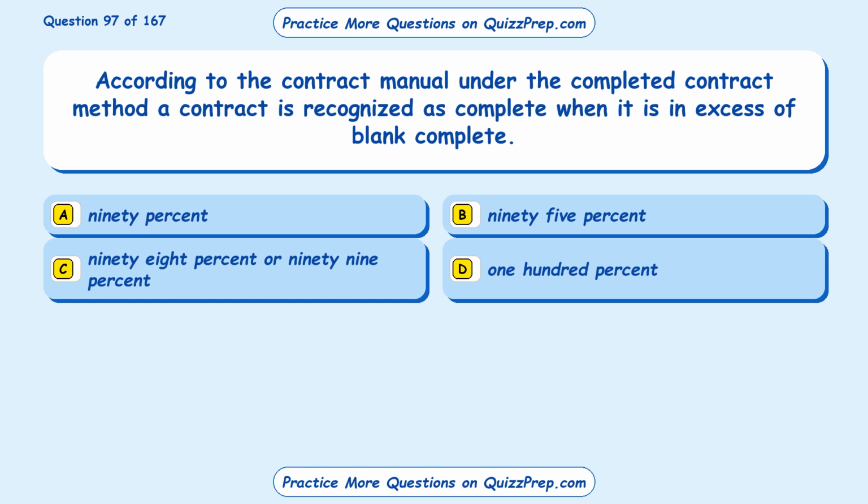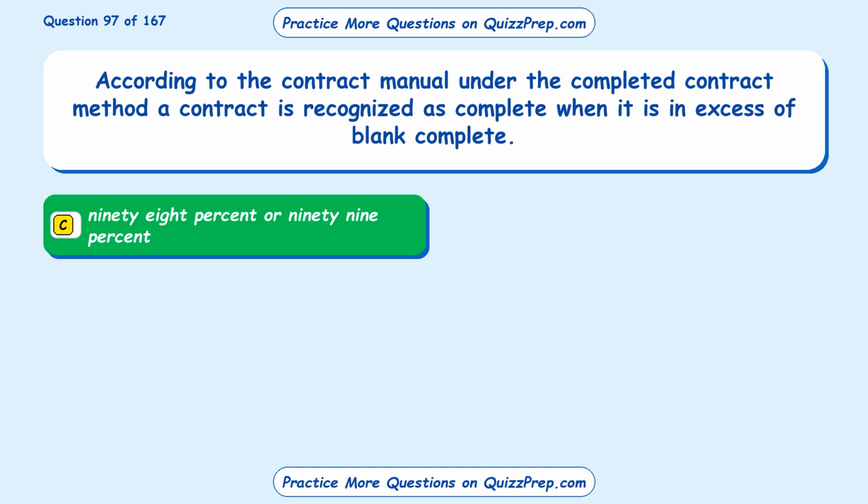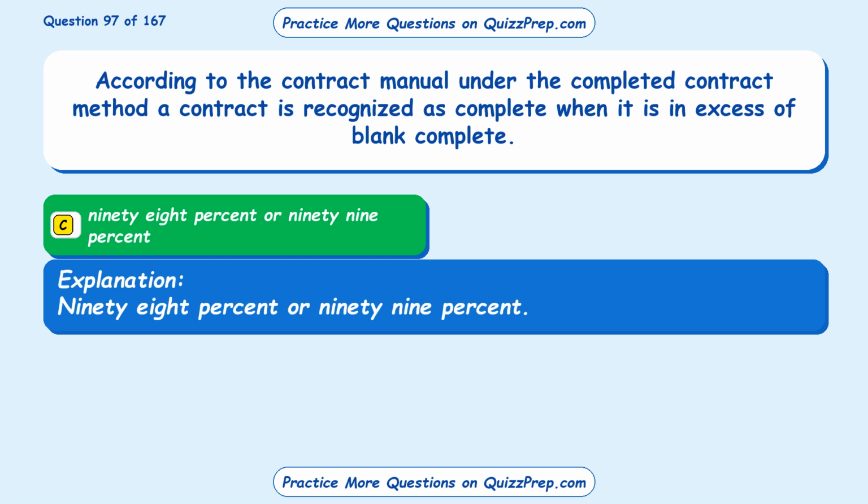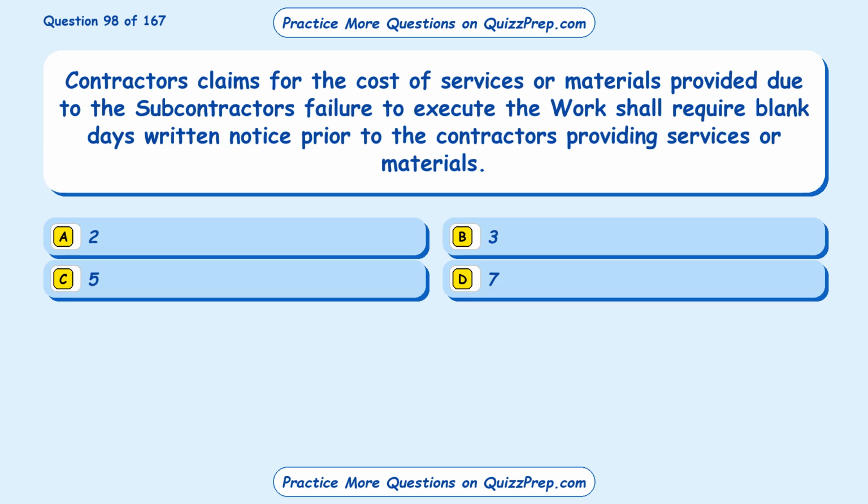Question 97. According to the contract manual, under the completed contract method, a contract is recognized as complete when it is in excess of blank complete. Option A 90%, option B 95%, option C 98% or 99%, option D 100%. The correct answer is option C, 98% or 99%. 98% or 99%.